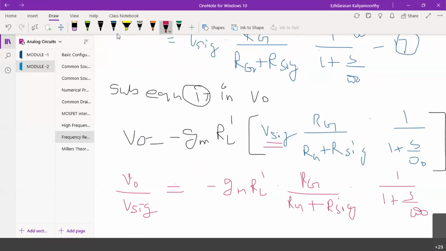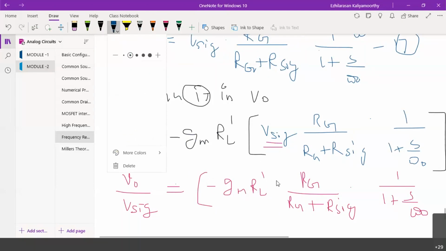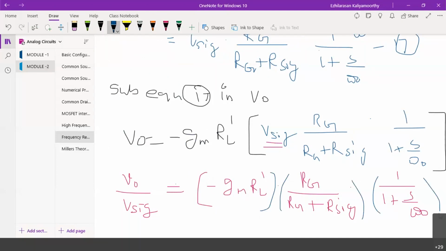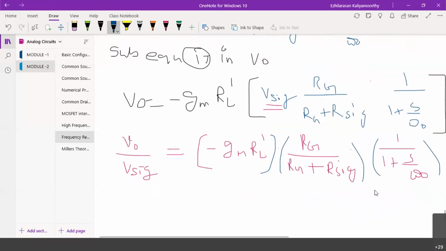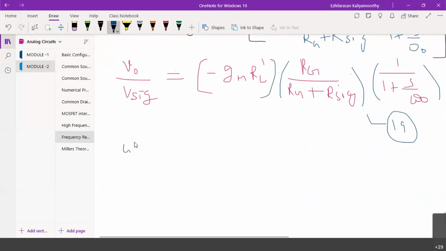See, now totally 3 terms are there, right? Yes, then this, then this. Okay, so this will be the equation number 19. Now what we can do there, GV is equal to V naught by V sig. See, equation 19 is that only. So this is the overall gain.